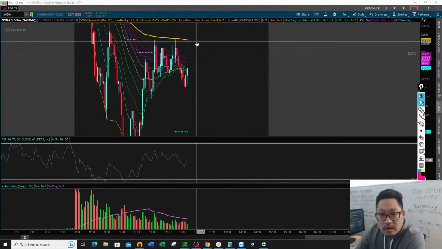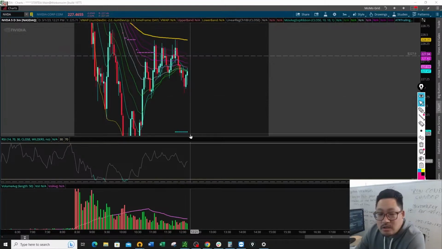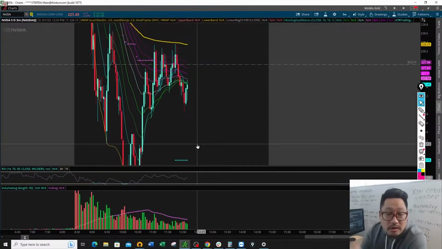So that short materialized right around 228.30. In a short period of time, NVIDIA got down to 226.85. So a $1.50 move in a short period of time. Again, 100 shares, that's $150. 200 shares, that's $300. If you had 3 contracts, that was $150. That's 3 deltas, and we'll get into that in a little bit.